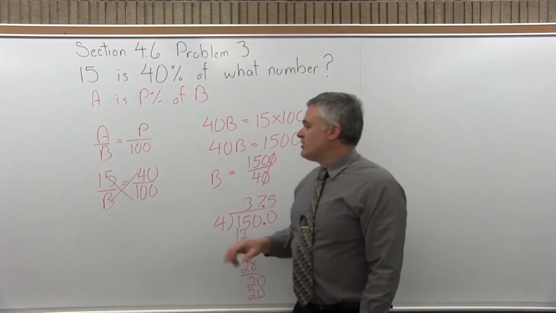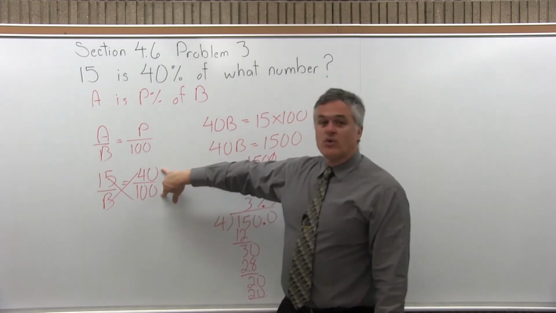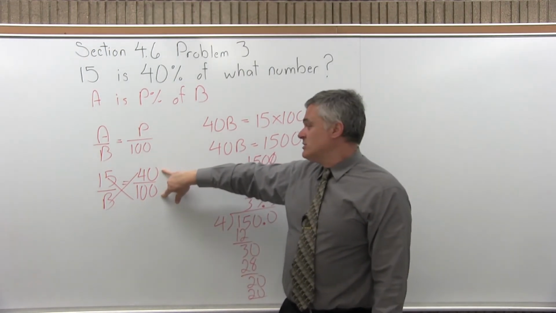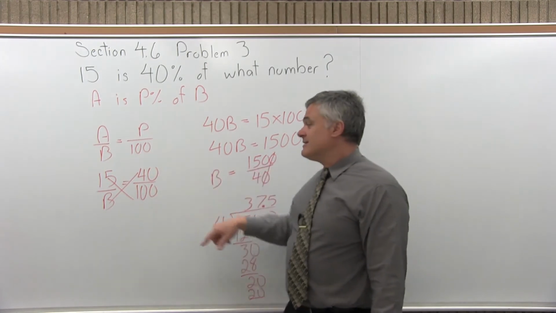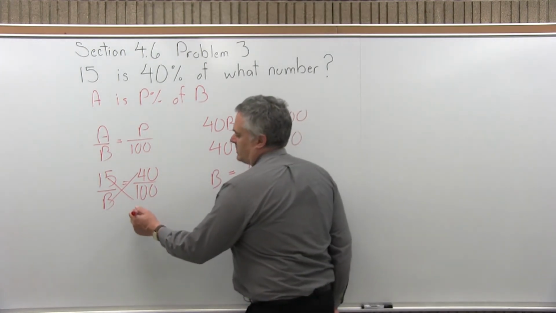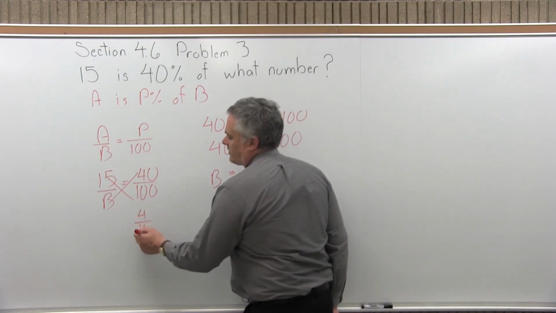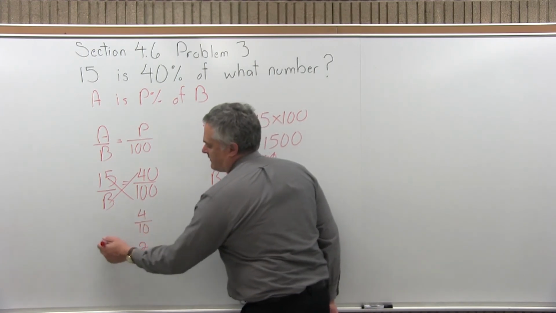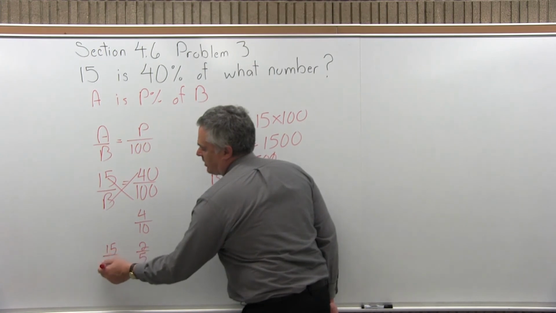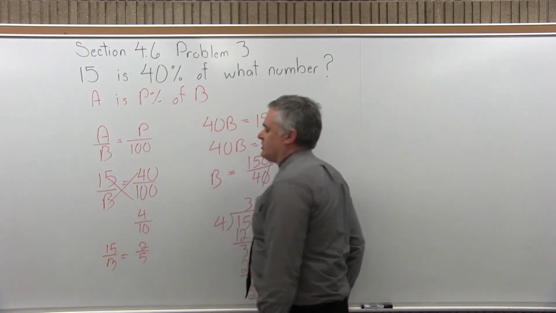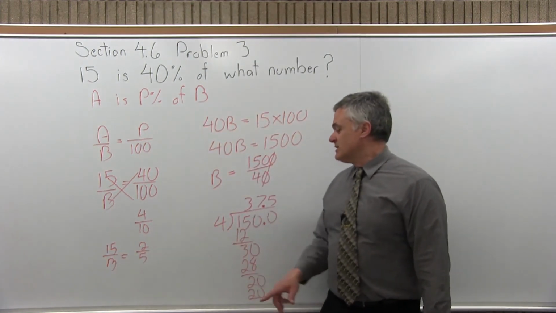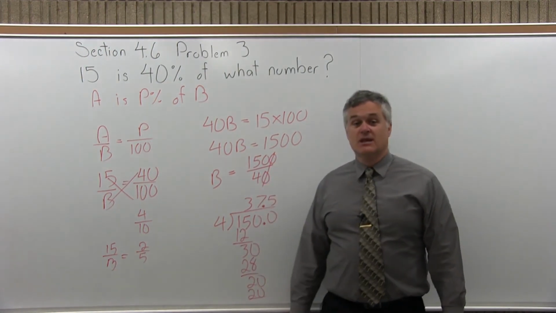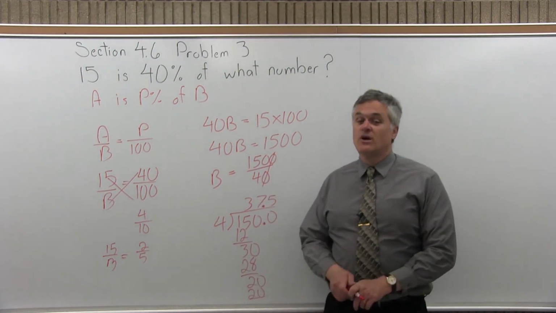And again, like some of the previous problems, the 40 over 100 could reduce. And if I reduce it first, I'd get the same answer. Just right away, I can make it 4 over 10, and I can reduce that a little bit more. They're both even. 2 over 5. So 15 over B is equal to 2 over 5. And if I do the same cross multiply, I will get the same answer. So you can reduce if you want, but you don't have to.